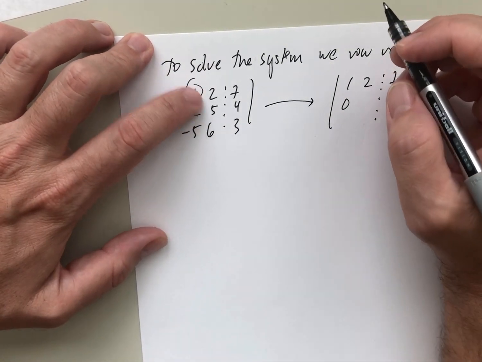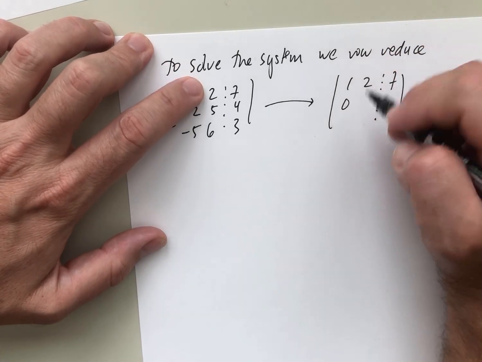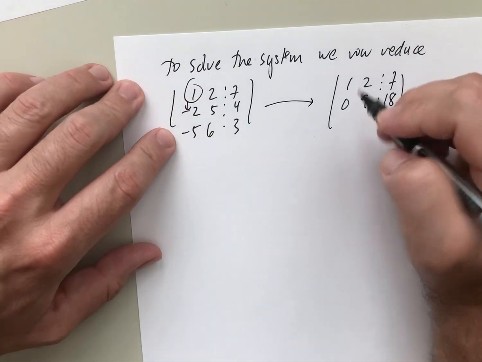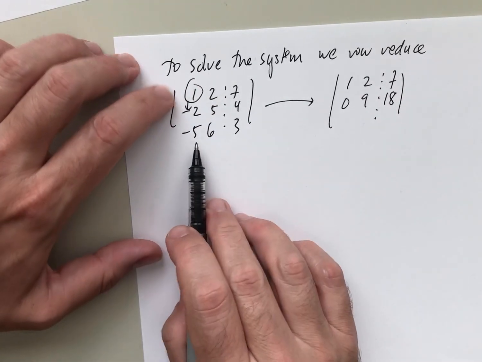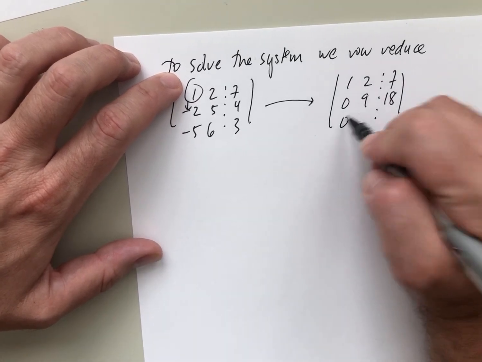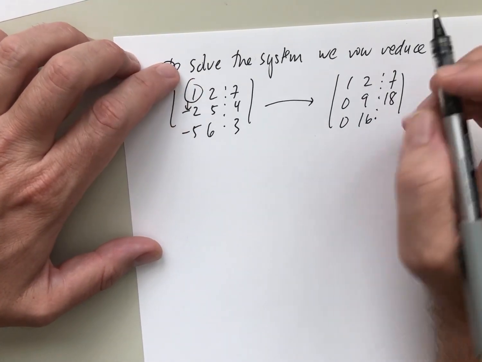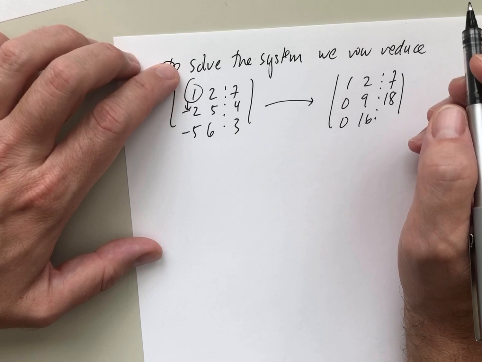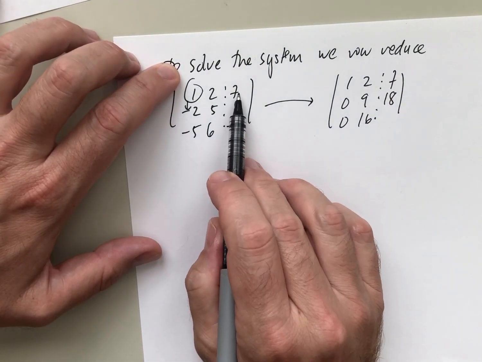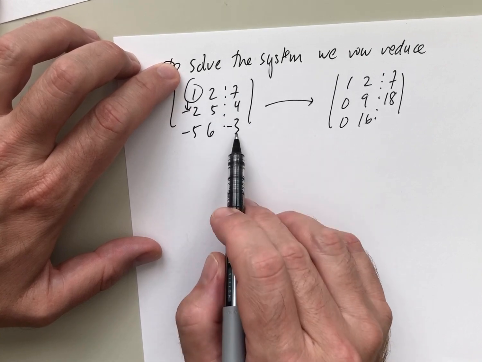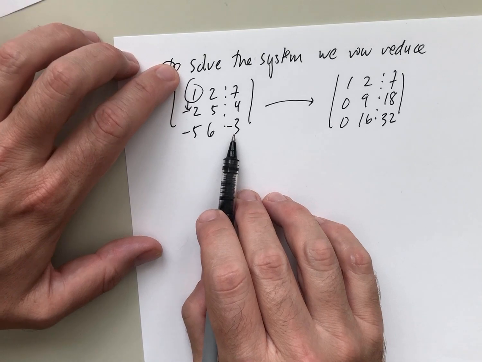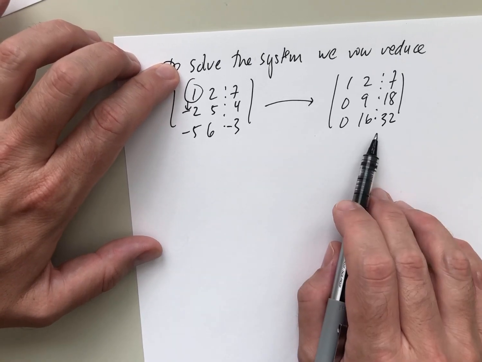I get 2 times 2 is 4, plus 5 is 9. 2 times 7 is 14, plus 4. To clear the third row, I want to take 5 times the first row and add it to the third. So this is 0, 16, and again, I missed my minus 3. There should be a minus 3 here. So when I take 5 times 7, it's 35, plus a minus 3 is 32. Okay, so again, I missed that minus 3, but it is there now, and this gives me this matrix.